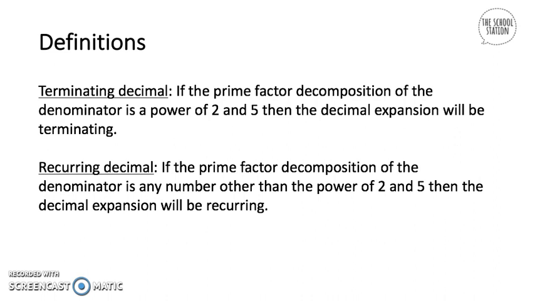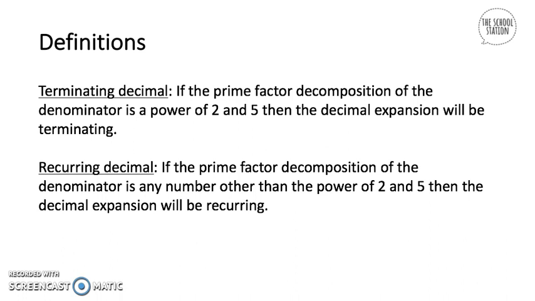First of all, we have to know what a terminating decimal is and what a recurring decimal is. These definitions are really helpful to memorize, so you can pause this video and read them through and try to memorize them. A terminating decimal is when the prime factor decomposition of the denominator is a power of 2 and 5, then the decimal expansion will be terminating. And a recurring decimal is when the prime factor decomposition of the denominator is any number other than the power of 2 and 5, then the decimal expansion will be recurring.